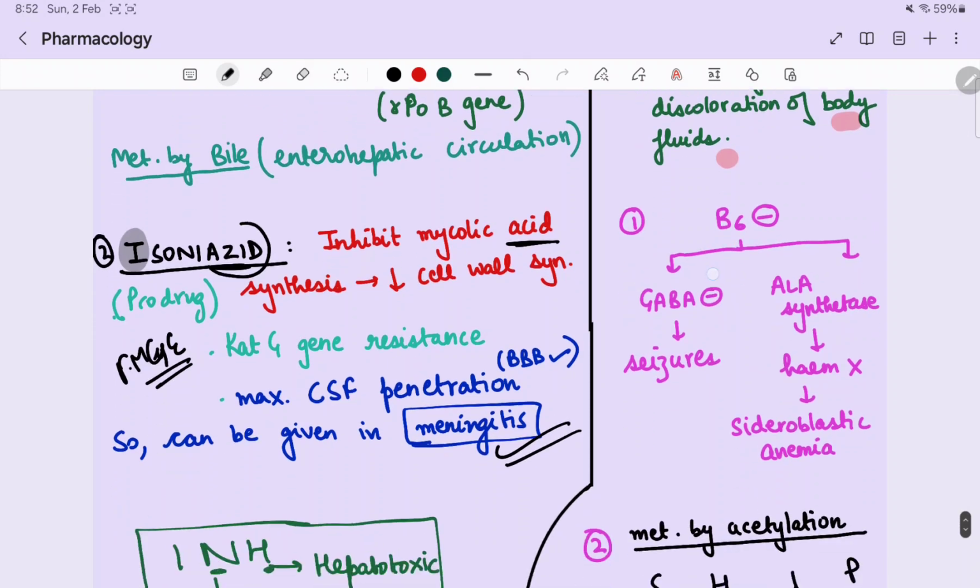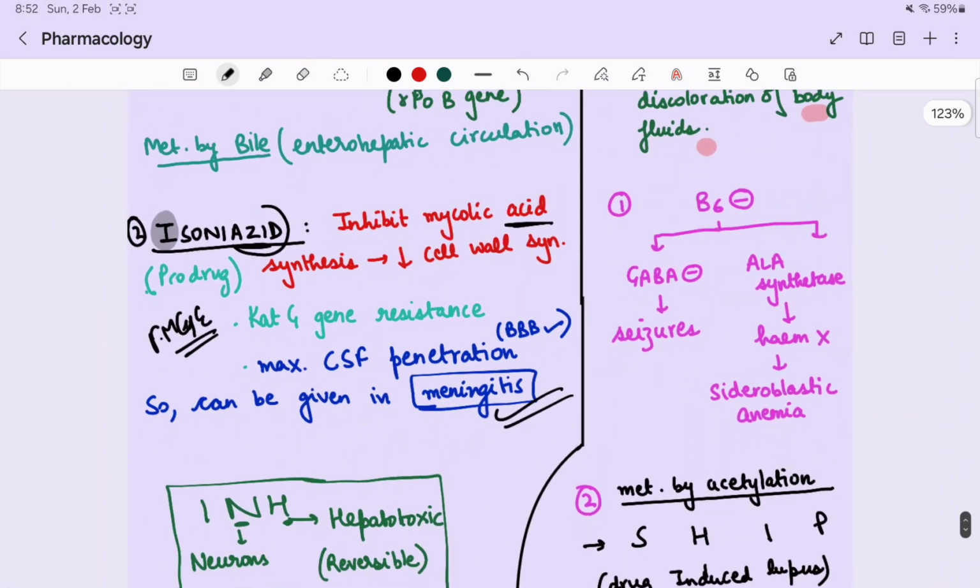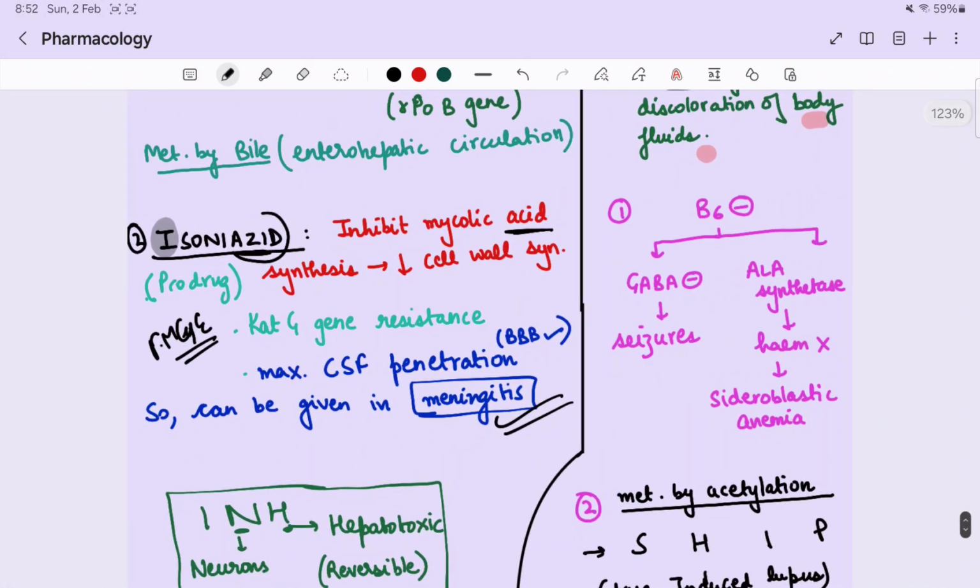So what are the side effects of isoniazid? Isoniazid inhibits vitamin B6. Vitamin B6 is important for many enzymes. It helps in production of GABA. GABA is an inhibitory neurotransmitter. So if GABA is not present, seizures can occur first of all. B6 is also responsible for ALA synthesis, which is responsible for your hemoglobin synthesis. So if B6 is not present, sideroblastic anemia can happen.